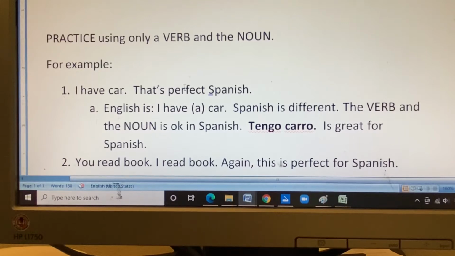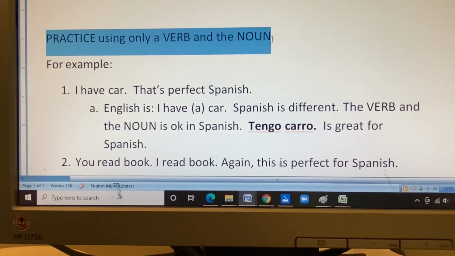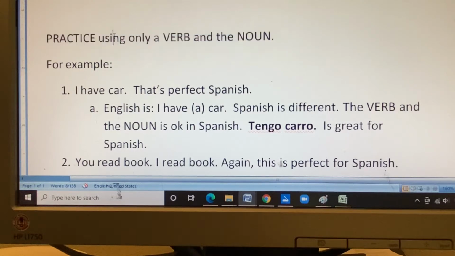So, the title of today's lesson is going to be Practice Using Only a Verb and the Noun. Just the verb and the noun sometimes is all we need when we're using Spanish. We're not going to try to use Spanish the same way we use English. So we're going to leave out some certain words and just use the verb and the noun. So here is the example.